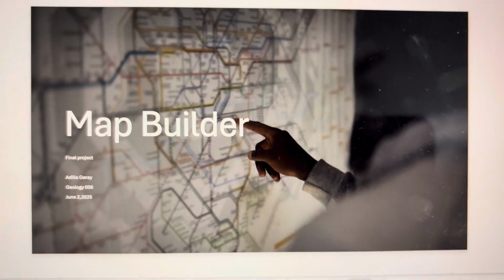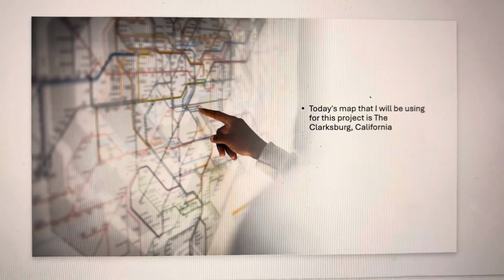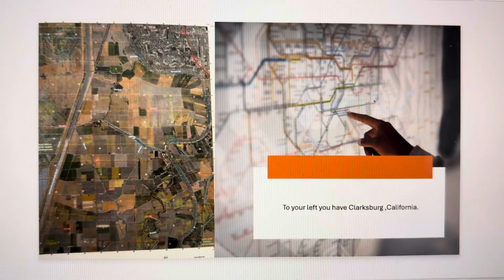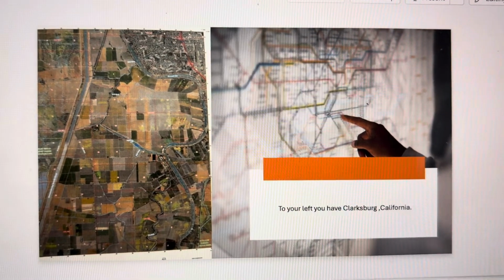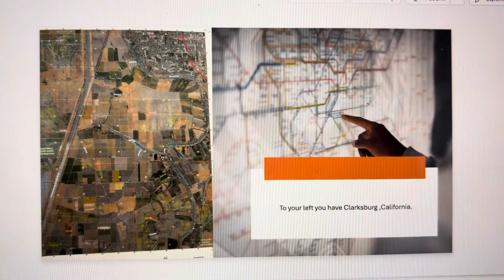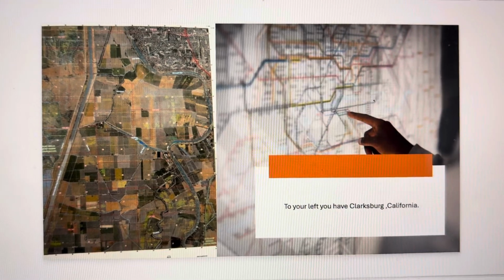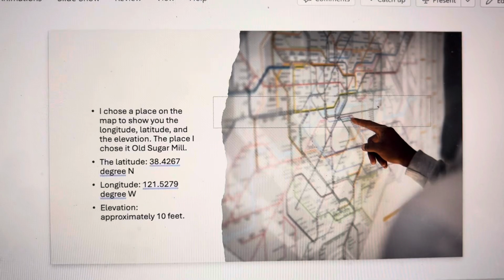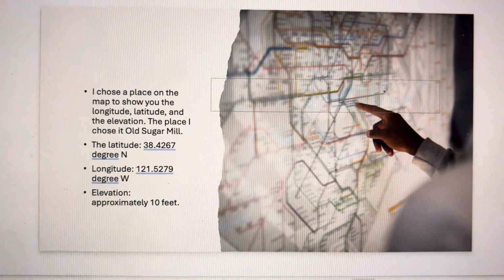For this project, I ended up choosing the map from Clarksburg, California. And here to your left, you have Clarksburg, California. Now, to give you an idea on how to locate certain things, for example, longitude, latitude, and elevation on a map, I went ahead and walked you through it, and I chose a spot on the map so we can look at the longitude, latitude, and the elevation.